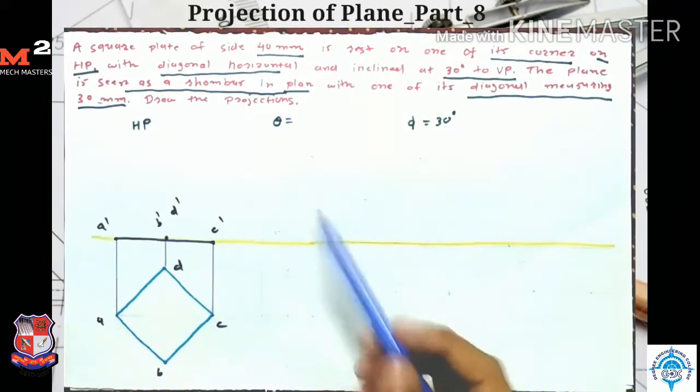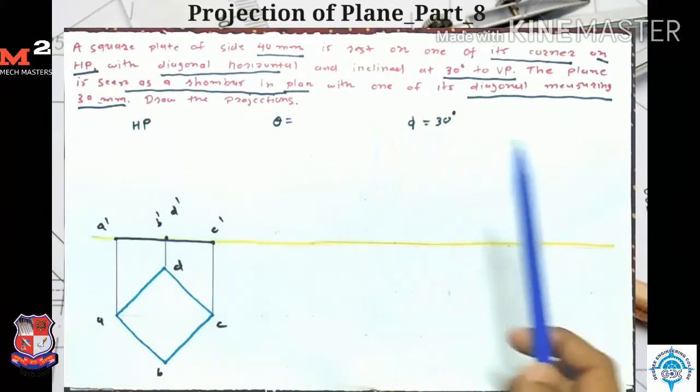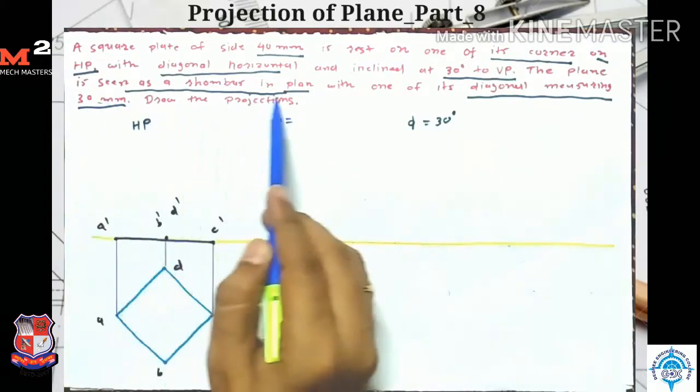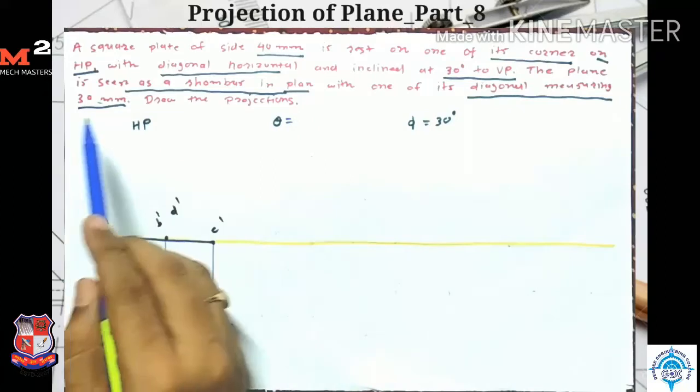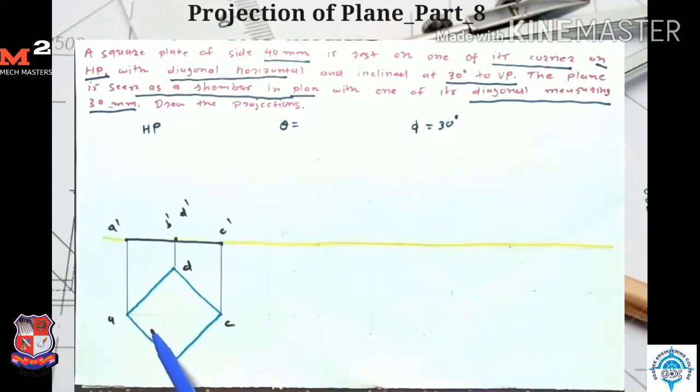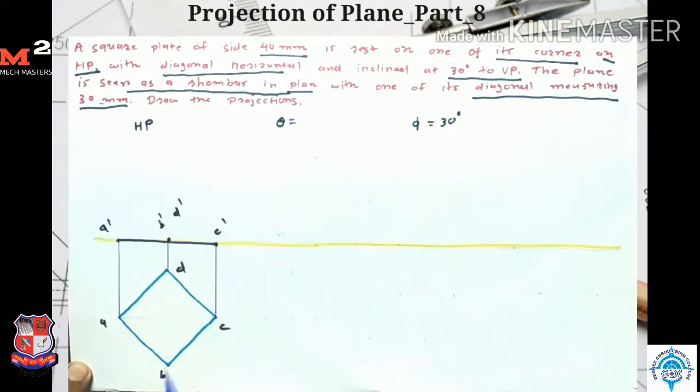Now in second stage theta is not given, but one condition is given that the plane is seen as a rhombus in a plan with one of its diagonal measuring 30 mm. Okay, so this square plate is seen as a rhombus in plan, means top view, and the length of one of the diagonal is 30 mm. Here if we take the projection for D point and B point, then the length of this diagonal BD is constant. Here this square plate has 2 diagonal BD and AC. But length of BD is constant, so length of AC is reduced to 30 mm.